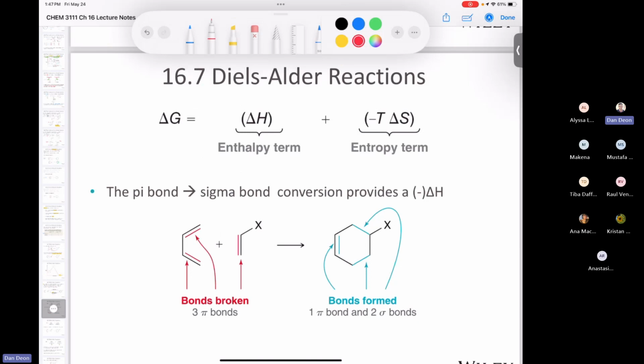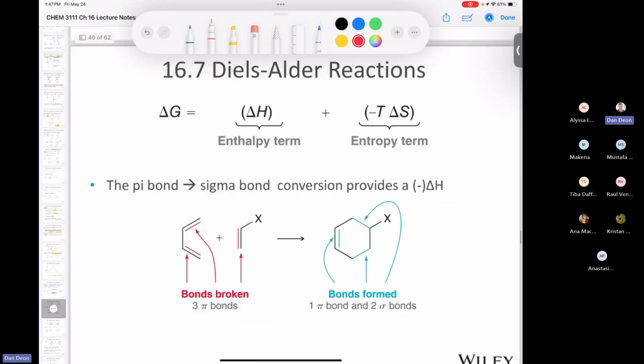Okay, so remember, a sigma bond is stronger than a pi bond. You guys are fully aware of that. So we have to take into account the enthalpy term and then the entropy term. So let's take a look. Enthalpy term, remember, pi bond is being converted into sigma bond. We make something that's more stable, so we end up releasing heat along the way, and so we get a negative delta H. Son of a gun. We get a negative value for our delta H like that.